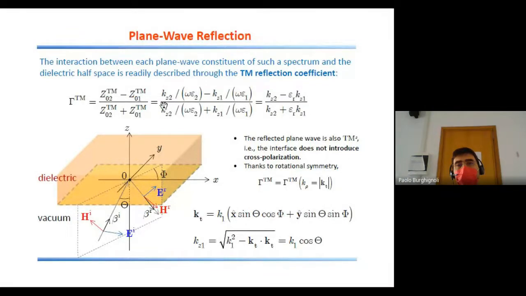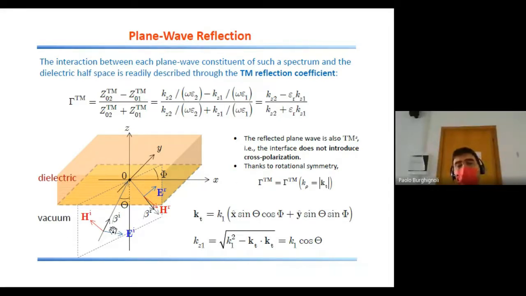And note that this is mediated by the vertical wave numbers. These vertical wave numbers do not depend on the incident plane. So even though in principle this reflection coefficient could depend both on the angle capital theta and on the angle capital phi that defines the incident plane, there is no dependence on phi actually, because the reflection coefficient depends only on the absolute value of the transverse wave vector, that is, on the angle theta, which is the incident angle. Okay.